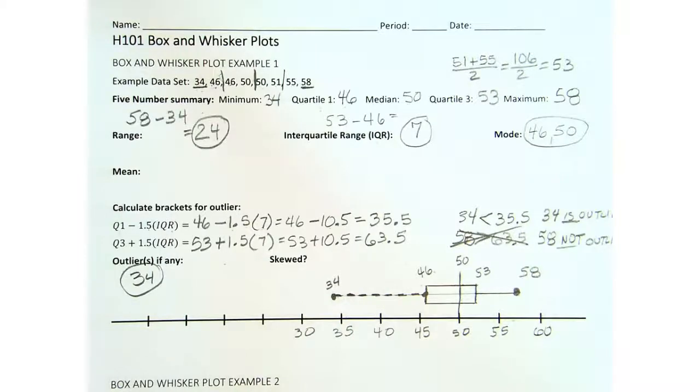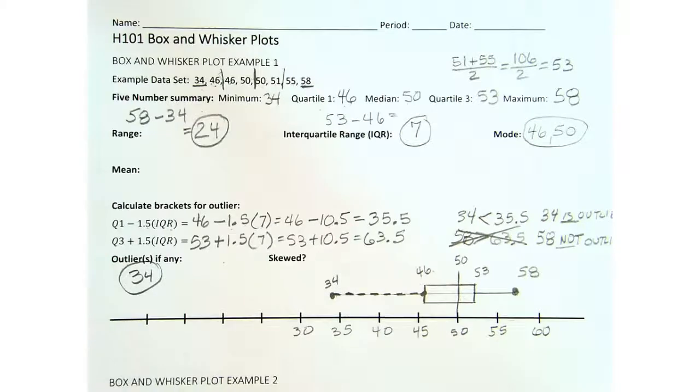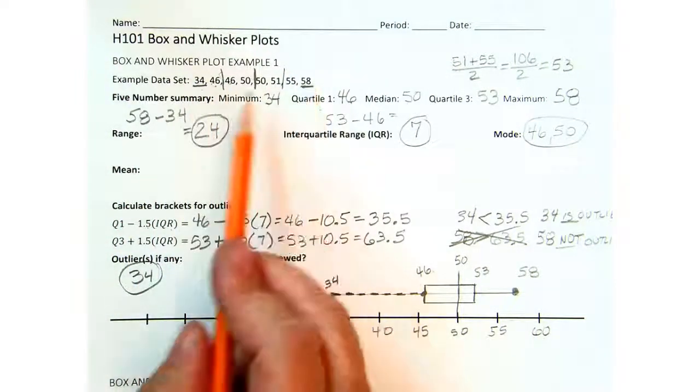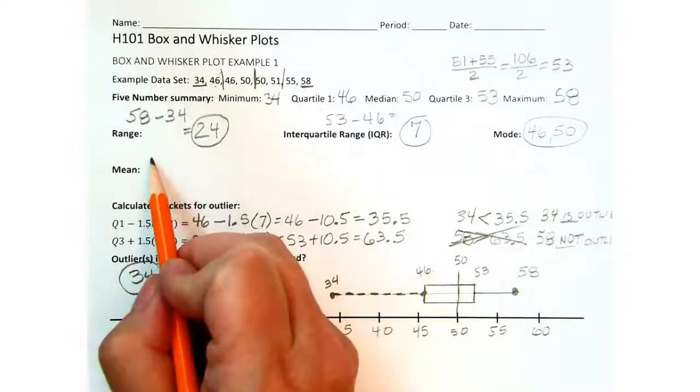The last step is to determine if the data is skewed. If the mean is less than the median, the data is skewed left, or negatively skewed. Generally, the whisker will be longer on the left. If the mean is greater than the median, the data is skewed right or positively skewed. Generally, the whisker will be longer on the right. To find out, calculate the mean. Add all of the numbers together and divide by the number of numbers.